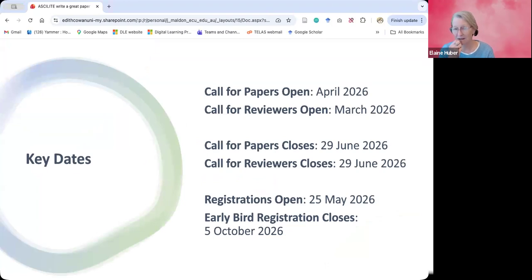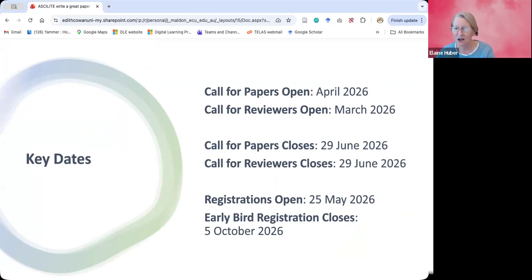So some key dates. The call for papers is currently open. You're welcome to submit now. If you haven't volunteered to be a reviewer, we would love you to do that. There's always details on the website and in the bulletin about how to do that.